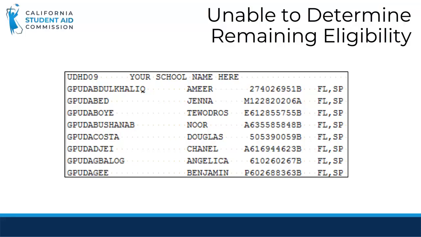The Unable to Determine Remaining Eligibility Report is a list of Cal Grant recipients who were enrolled for the prior year but are missing a payment for at least one term during that academic year, which prevented the award from renewing. Keep in mind that in order for a student's award to be renewed, all terms in the previous academic year must be satisfied with a payment, leave of absence, or other renewal transaction code.